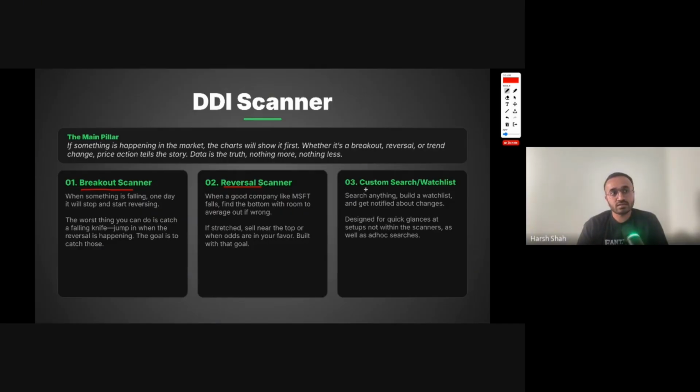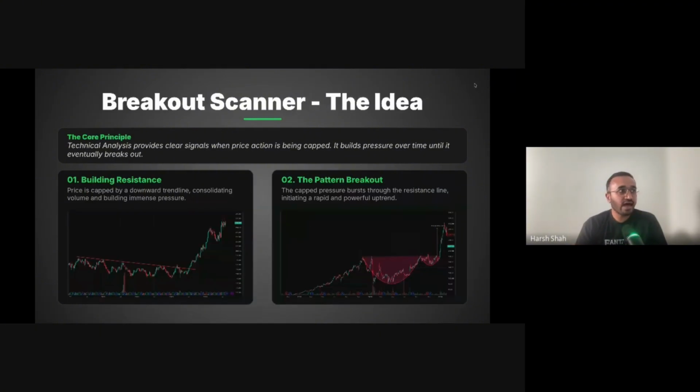And the third one is custom search and watch list. So what if the stock did not pop up in breakout and reversal? You can go and directly search that stock in the setup, and it will give you the exact chart that I want to look at. So now I don't have to go to TradingView. I can just go and search for it, and I'll get all the details I want with just a click. So this is a very high level overview.